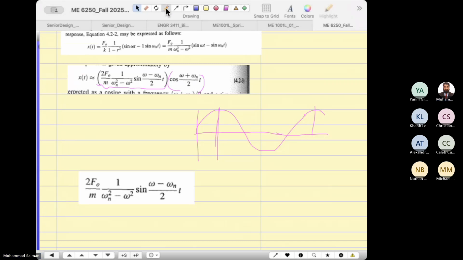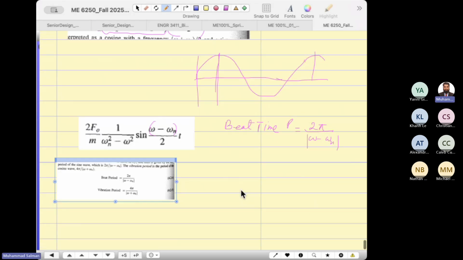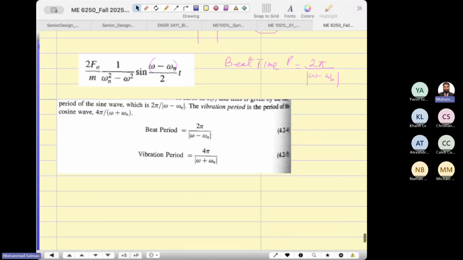So you see, this is the difference. So the beat period is 2 pi over the frequency difference, while the vibration period is 2 pi over the sum. This is the beat period and the vibration period, and the resonance.